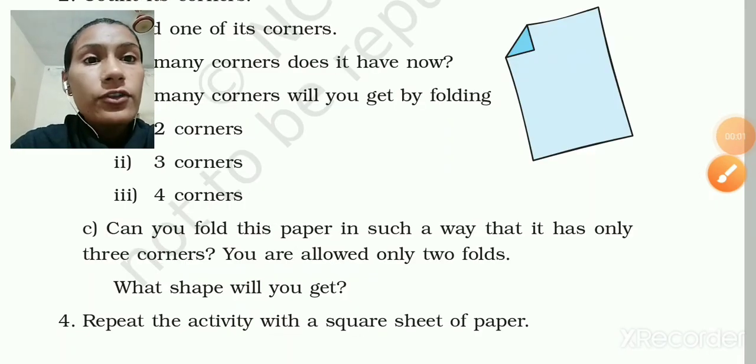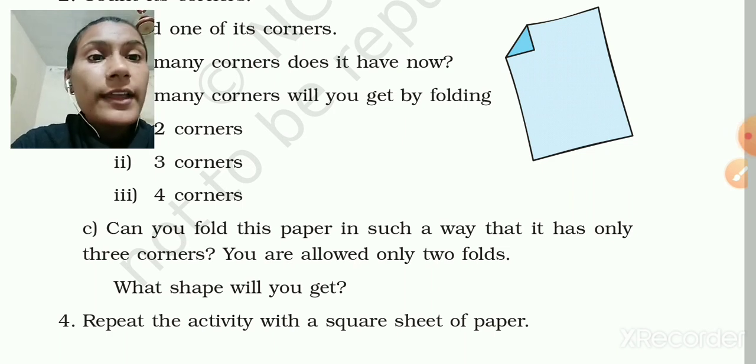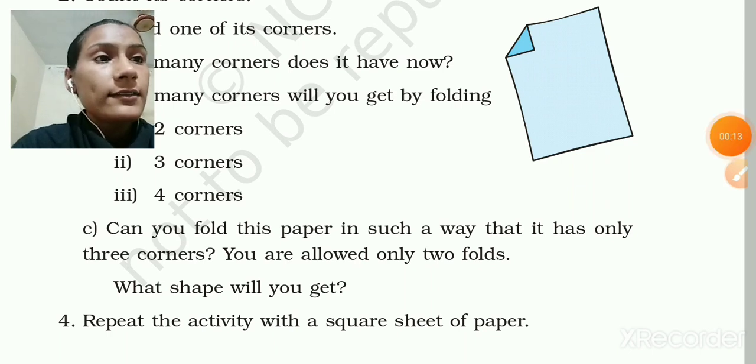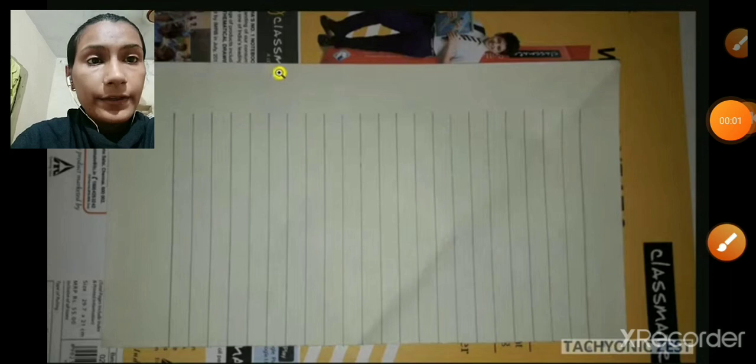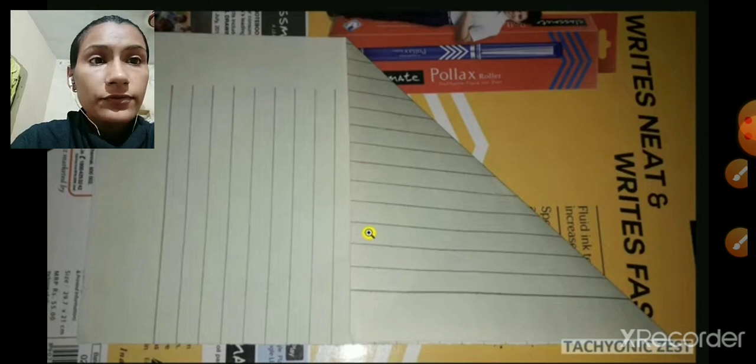Next, can you fold this paper in such a way that it has only 3 corners? Yes, you can fold, and you are allowed only 2 folds. What shape will you get? Let's see. This is the first fold. Then this is the second fold, so it will look like this.